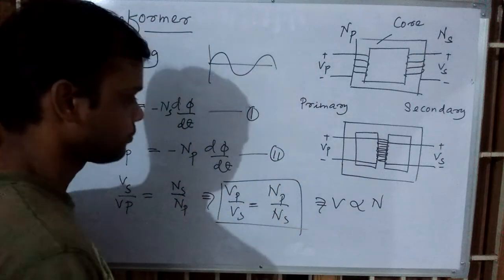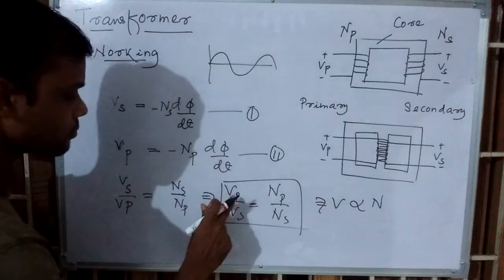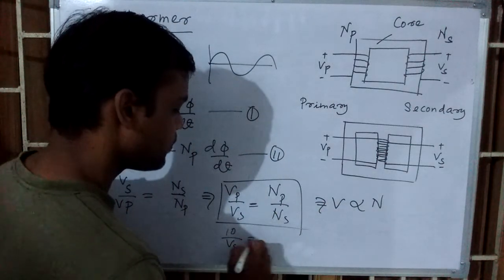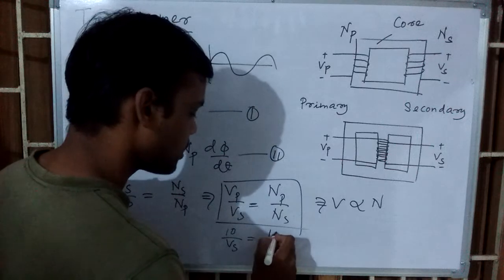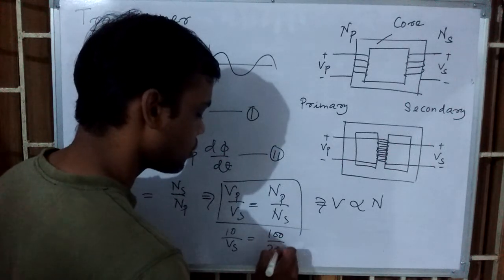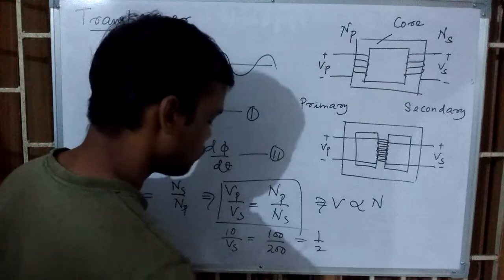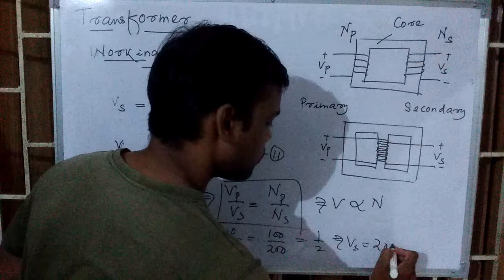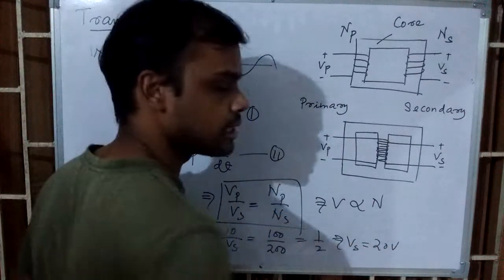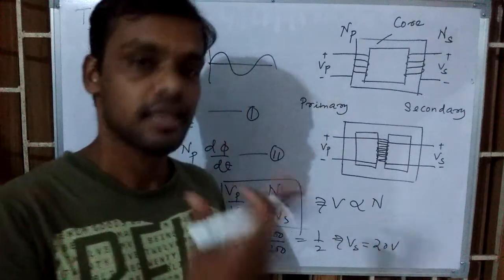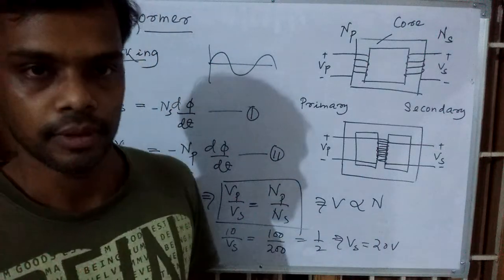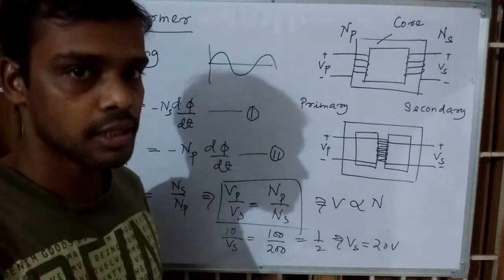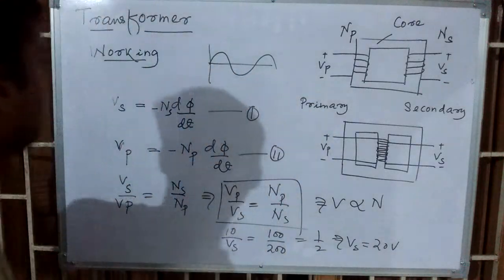Suppose, for example, you apply Vp of 10 volts, then what will be the value of Vs, provided Np is 100 and Ns is 200? This is equal to 1 by 2. So Vs will be equal to 20 volts. That means you are giving 10 volts, you are getting 20 volts. This time the voltage is increasing. That's why it will be a step up transformer. In that manner, if you decrease the number of turns in the secondary from the primary, you will get a step down transformer. Very simple.